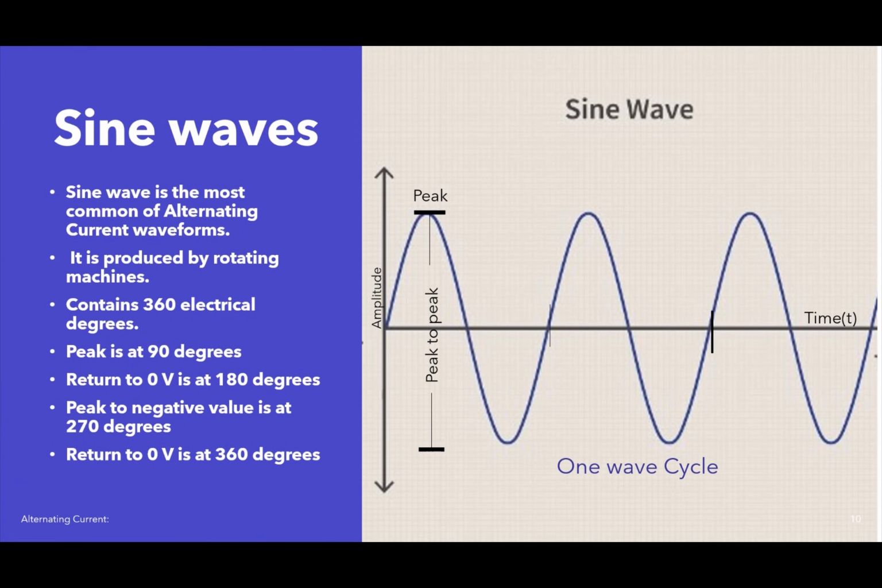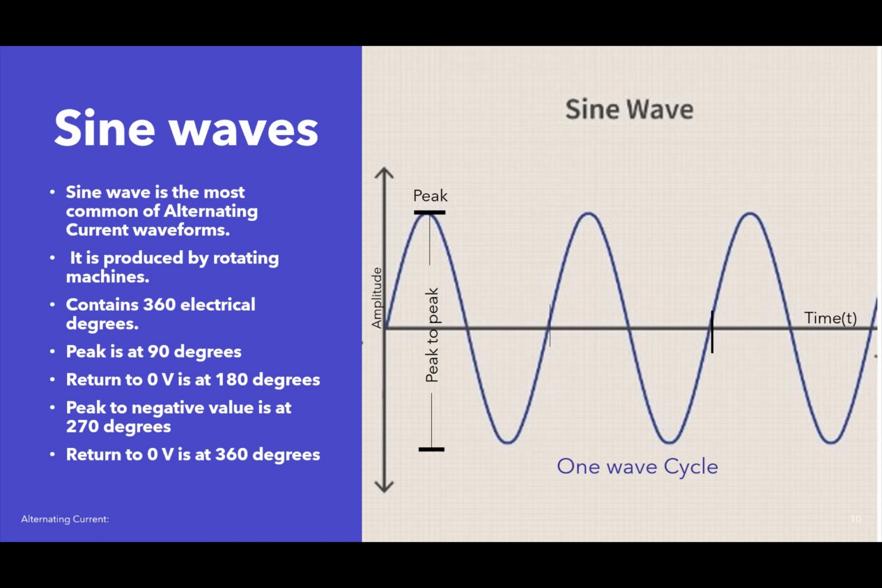Okay, now the other, very famous one is the sine wave. The sine wave is the most common of the alternating current waveforms, because most AC is sinusoidal, so that's why it's most common. It is produced by a rotating machine like your motor, big motors, small motors, any AC motor will produce these sinusoidal or sine waves.